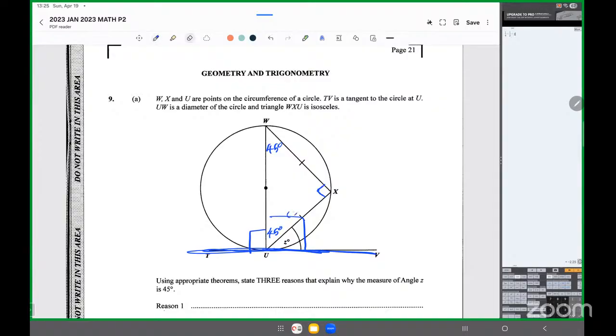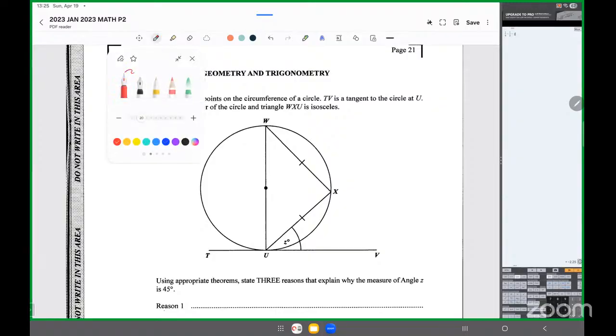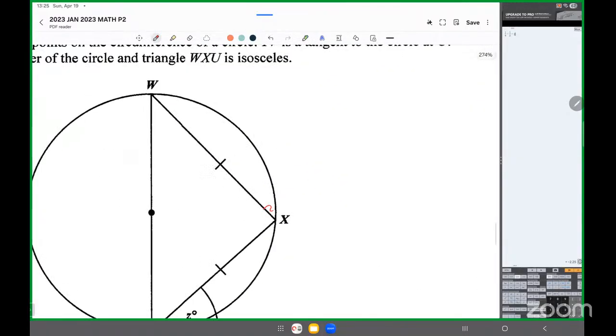But before we do that, we have to populate some of these angles so we can reference them. So populate these angles that I've just marked out and write the reason for them first. First I'm going to say this angle is 90 degrees because angle subtended by the diameter.